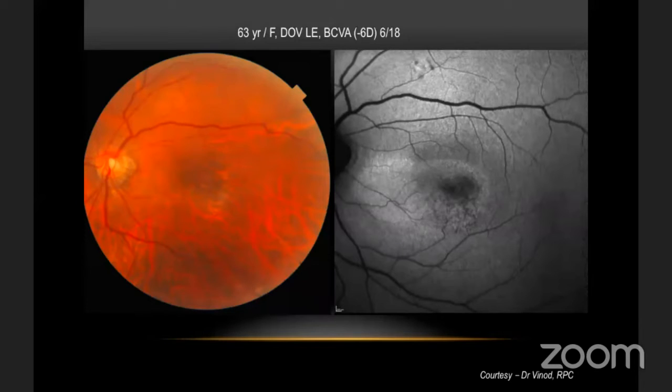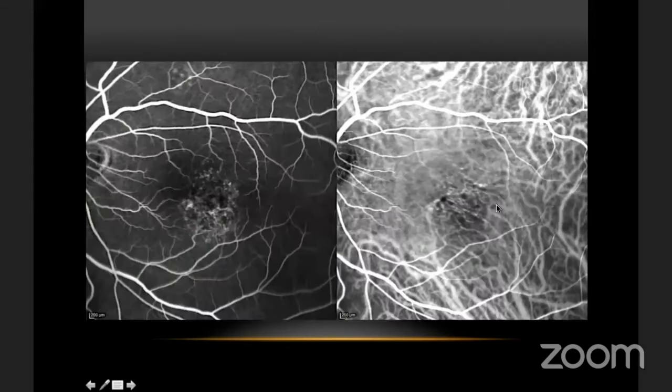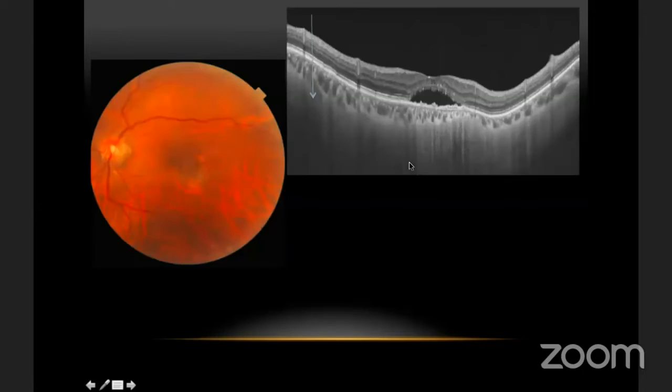Now, coming to the next case, this was an elderly female with decreased vision in her left eye. She was a myope with vision of 6/18. Here you can see some RPE atrophy and some autofluorescence changes. So FFA and ICG showed stippled hyperfluorescence and hypofluorescence. And here is the OCT. So a vertical scan shows subretinal fluid with some elongation of the photoreceptor outer segment tips.